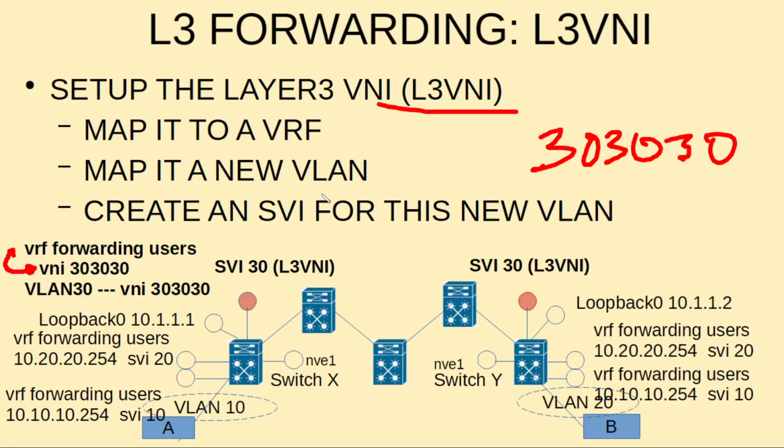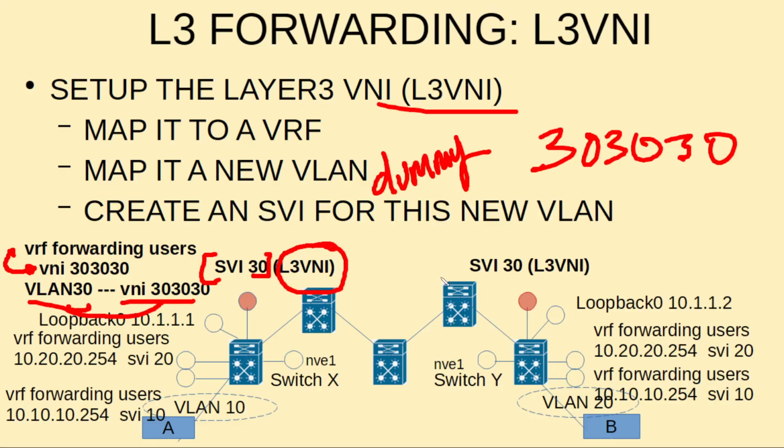Then we are going to create a dummy VLAN. In this case, let's say VLAN 30, and we are going to map this VNI to VLAN 30. We are going to create an SVI for this VLAN. This will become our layer 3 VNI. We are going to repeat this process at each VTEP.